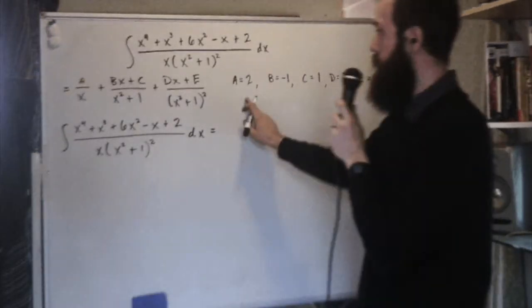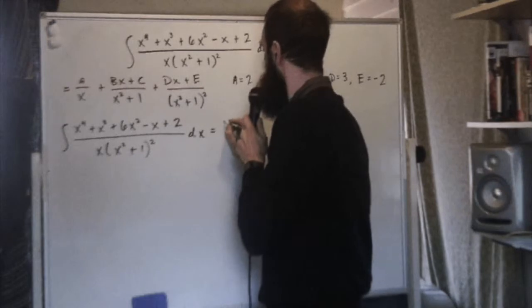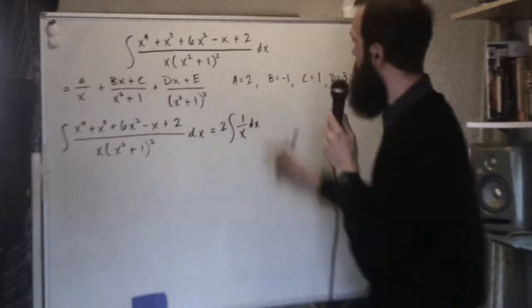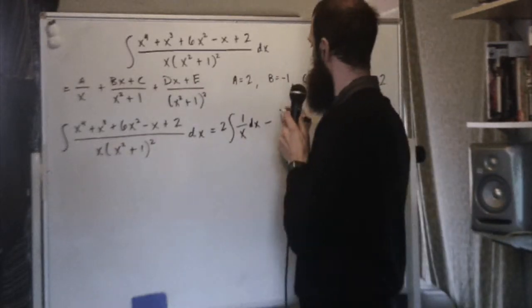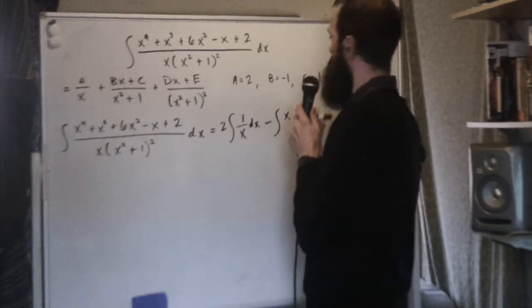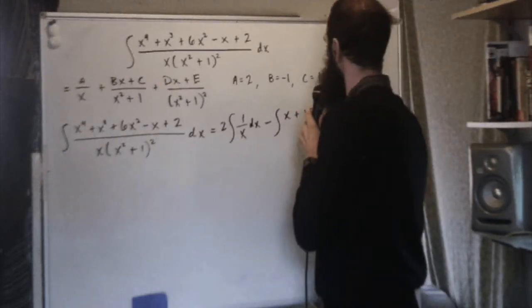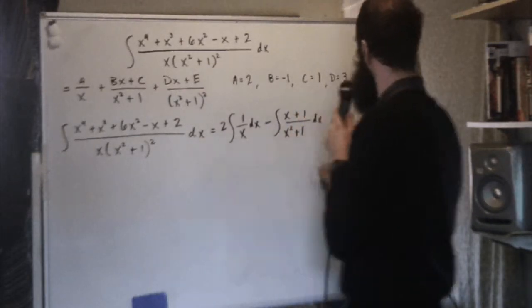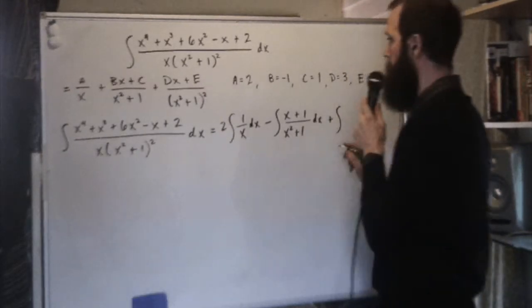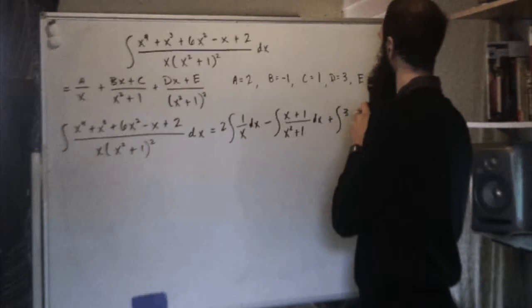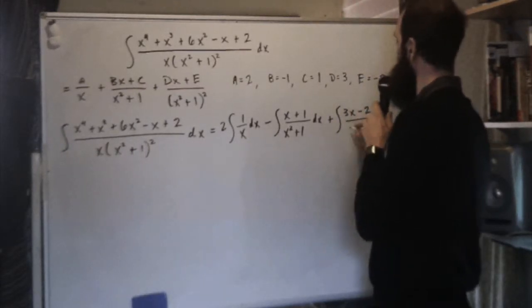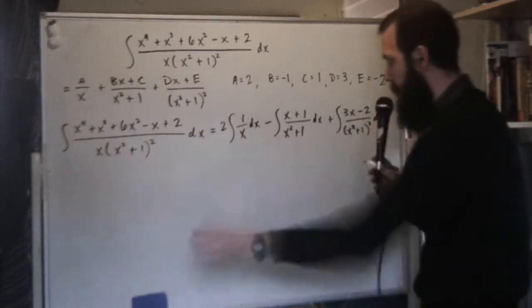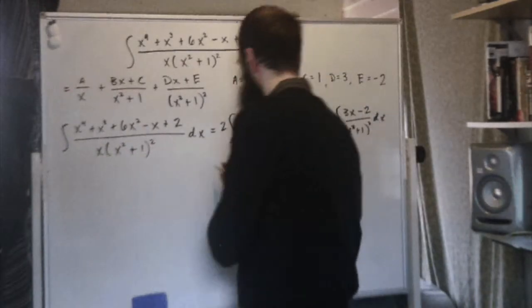We've got A equals 2, so we have 2 times the integral of 1 over x dx. B is -1, so we'll have minus the integral of x plus C, where C equals 1, so x plus 1 over x squared plus 1, plus the integral of dx plus E, where D equals 3 and E equals -2, over x squared plus 1 squared dx.